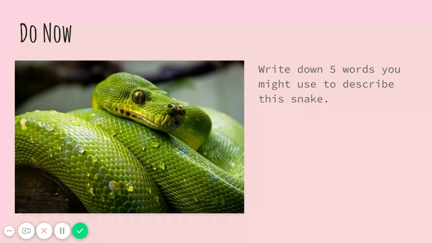We're going to begin with a little bit of a do now. I want you to go ahead and take a minute or two to write down 5 words that you might use to describe this snake. Now, if you're struggling at all to come up with words that you might use to describe it, I want you to just think about what you see. To someone who wasn't able to see this snake, what would you say to them about it?